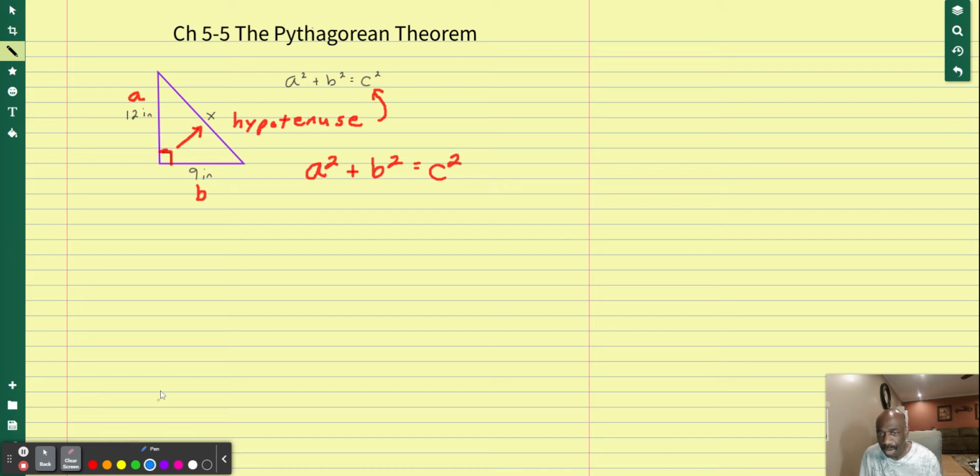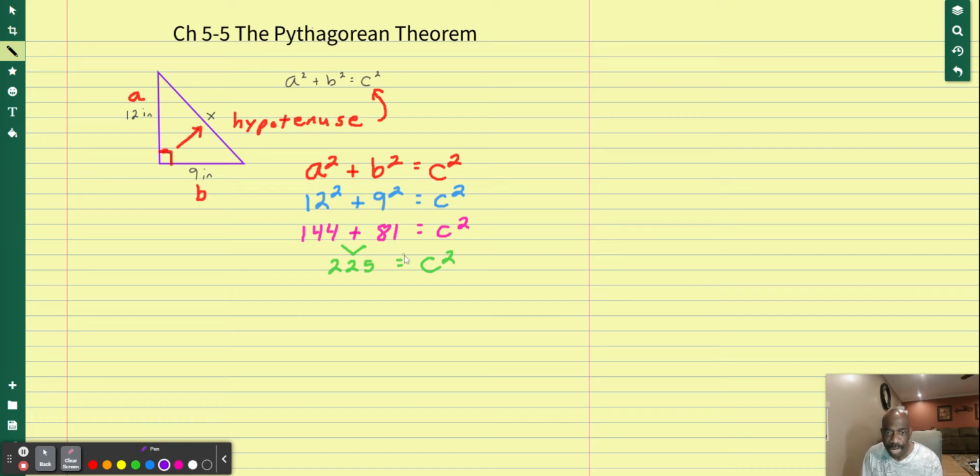And our numbers are, let's use 12 here. 12 squared plus 9 squared equals C squared. 12 squared is 144. Remember, 12 squared is 12 times 12. All right. 144 plus 81 equals C squared. Now, when I add these two together here, I get 225 equals C squared. Now, how do I solve for C?